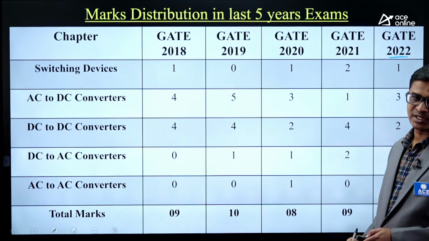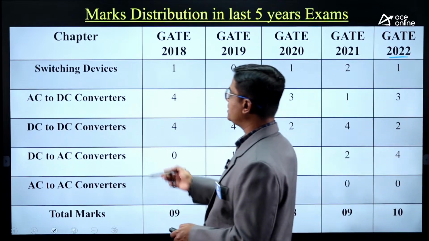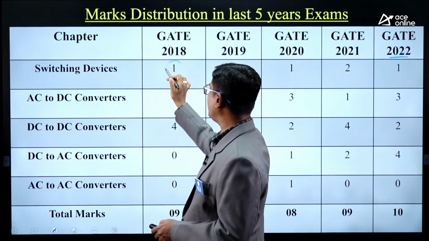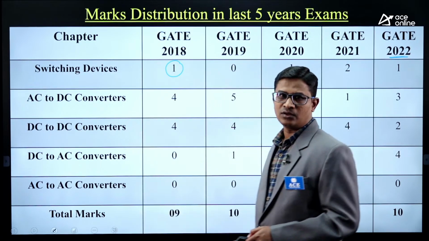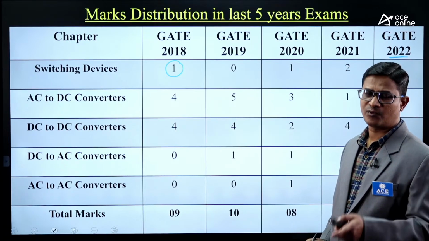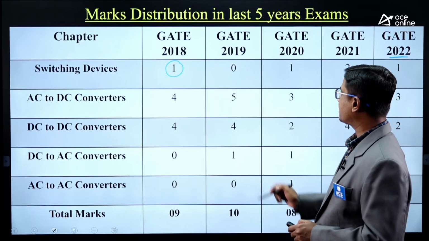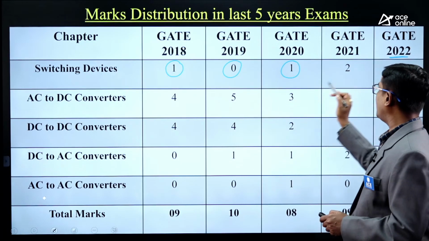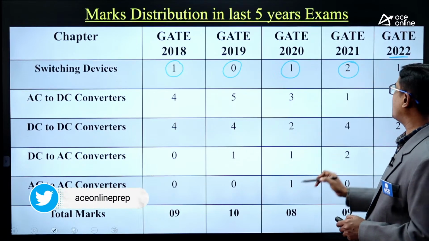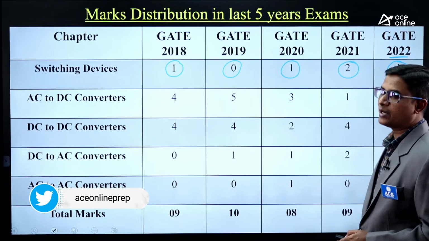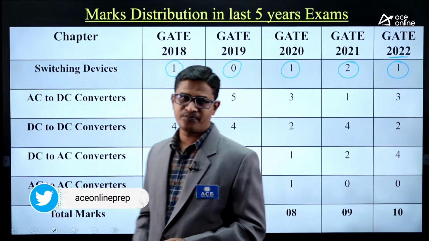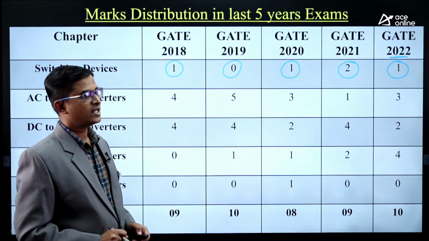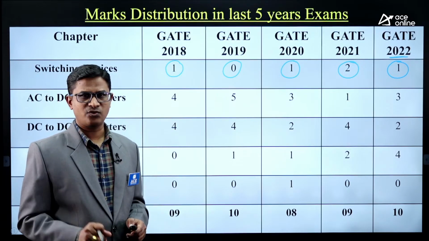Chapter wise marks distribution. Here chapter 1 is the switching devices. In GATE 2018, they asked one question, 1 mark. Next, GATE 2019, no question. GATE 2020, 1 mark. And GATE 2021, 2 marks. GATE 2022, 1 mark. So on an average, the weightage for chapter number 1 for the last 5 years is around 1 to 2 marks.